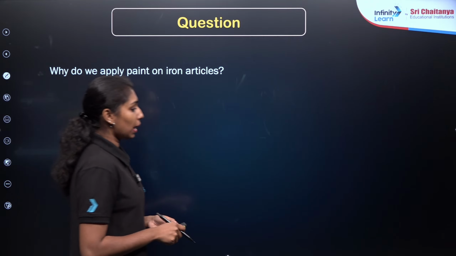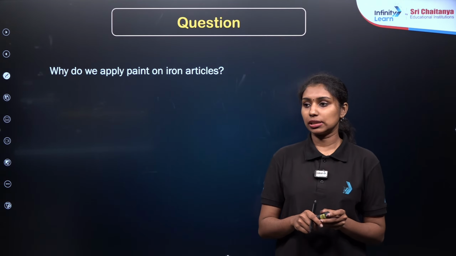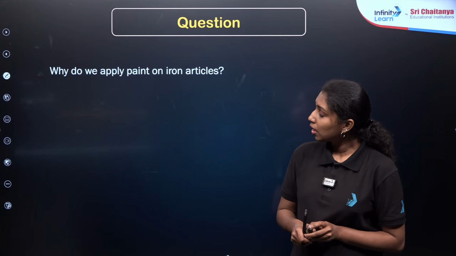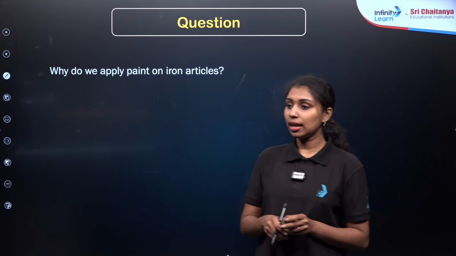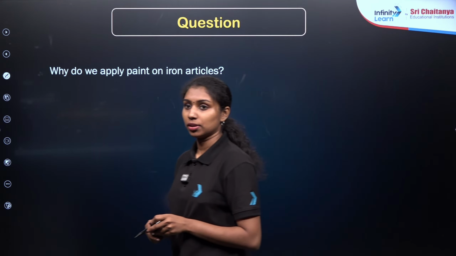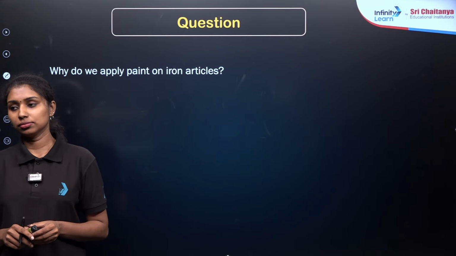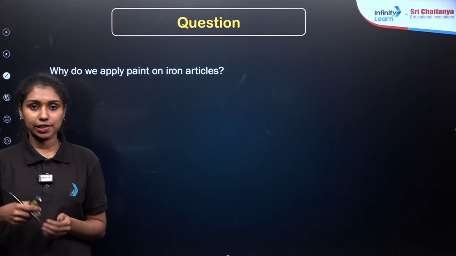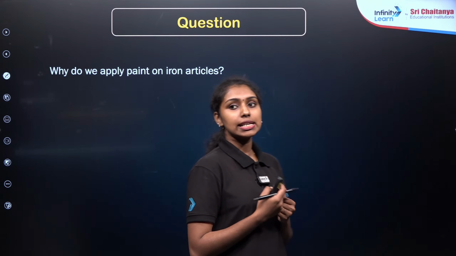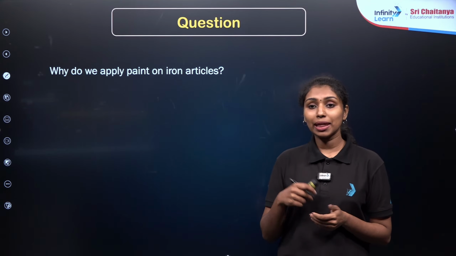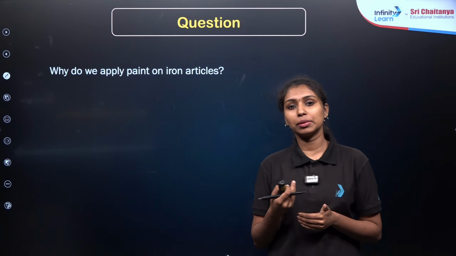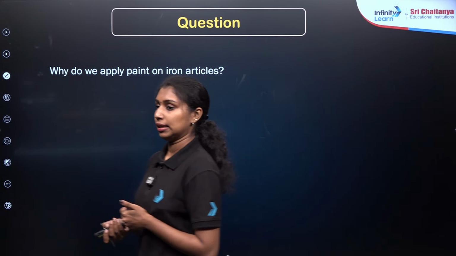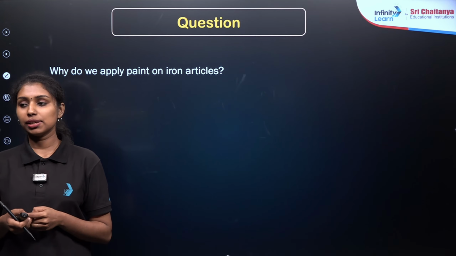Here is another question based on the application of corrosion. Why do we apply paint on iron articles? So we have studied the corrosion part, right? Rusting of iron. So in order to prevent the corrosion or the rusting of iron, we are applying paint over the grills, like iron grills. So what will be the reason behind that?